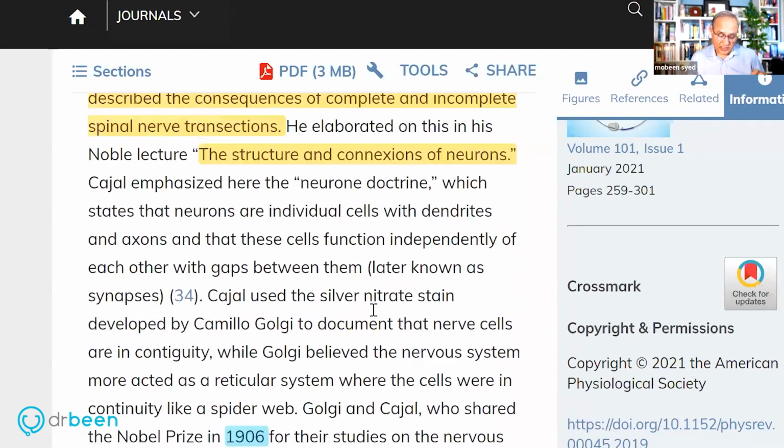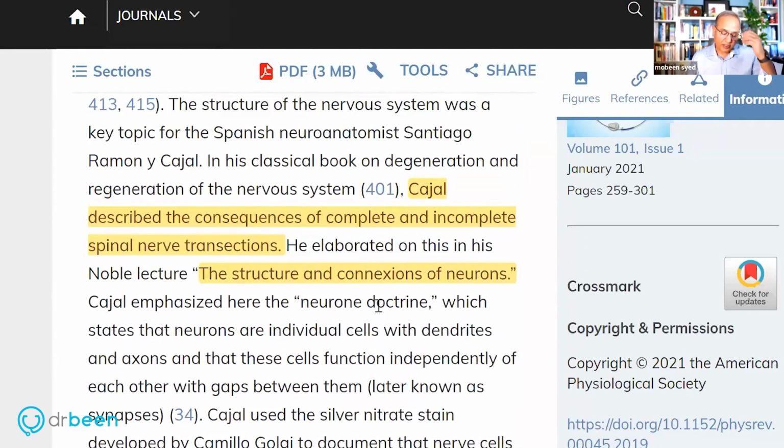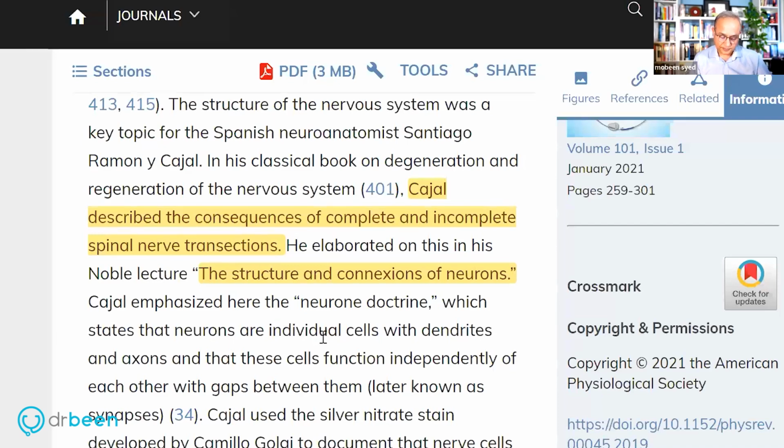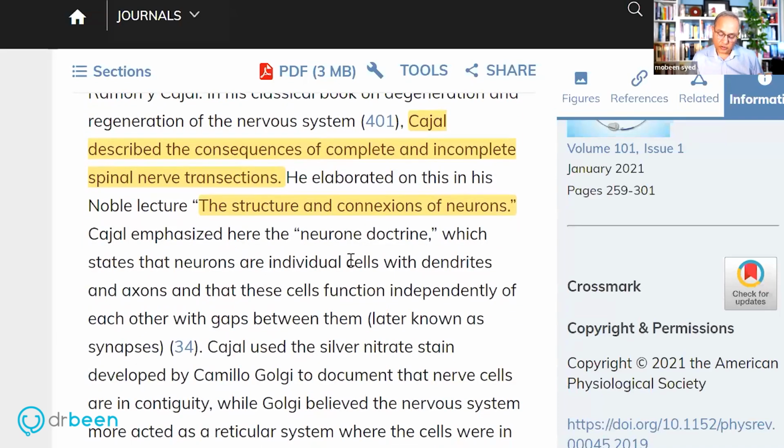So I want to read a little more about Cajal's work. Cajal described the consequences of complete and incomplete spinal nerve transection. He elaborated on this in his Nobel lecture, The Structure and Connections of Neurons. Cajal emphasized here the neuron doctrine, which states that neurons are individual cells with dendrites and axons, and that these cells function independently of each other with gaps between them.